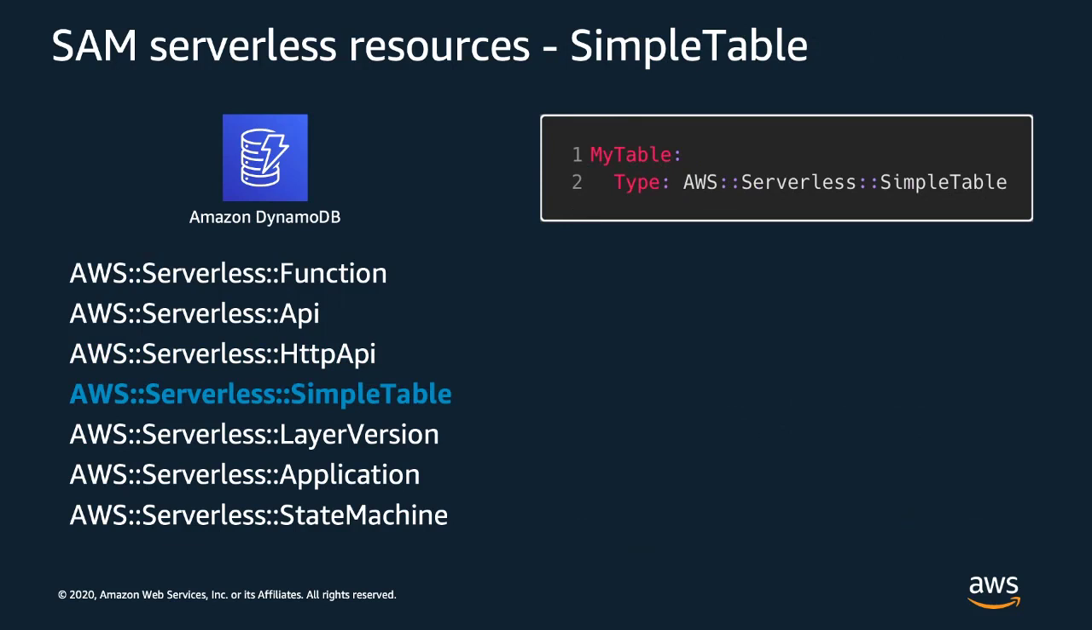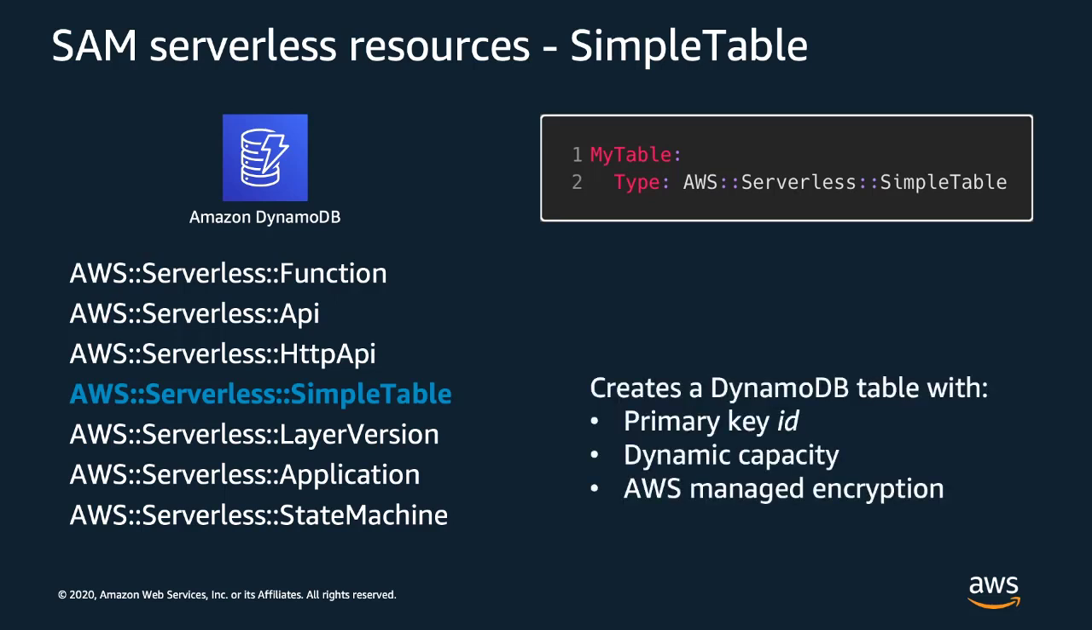So the next one I want to look at is the simple table, which creates an Amazon DynamoDB table. This isn't a new type of database. It's just a simple implementation of DynamoDB. And how it implements that is with a primary key of ID. It has dynamic capacity and AWS managed encryption.